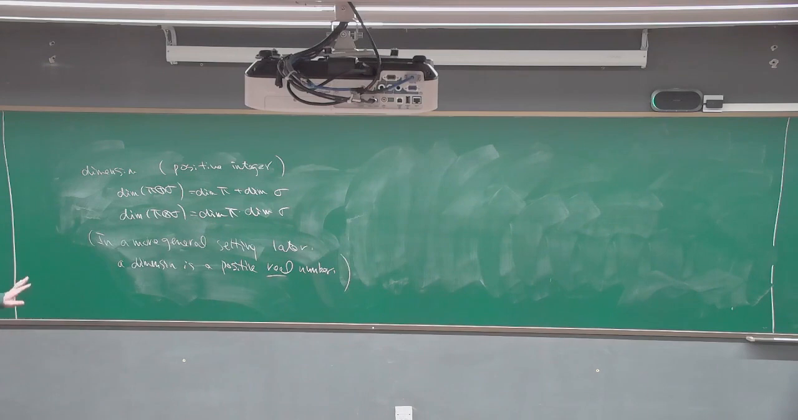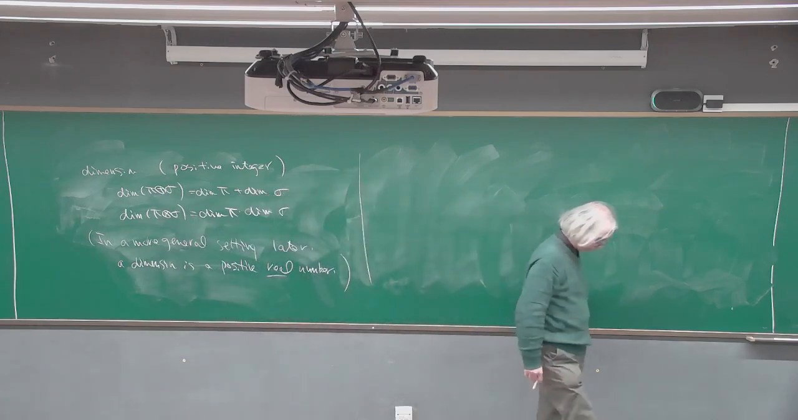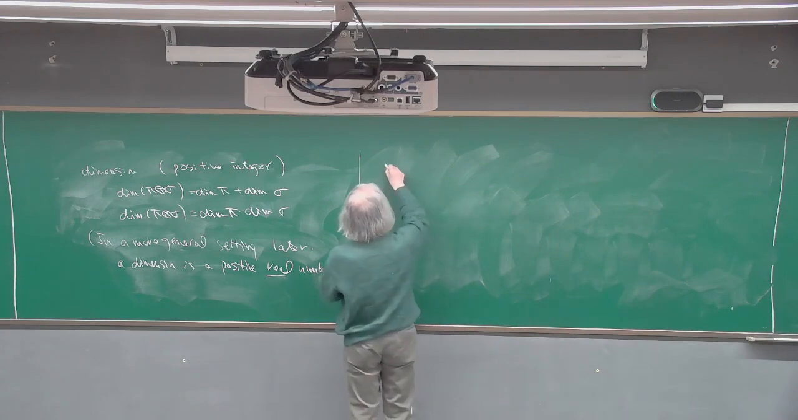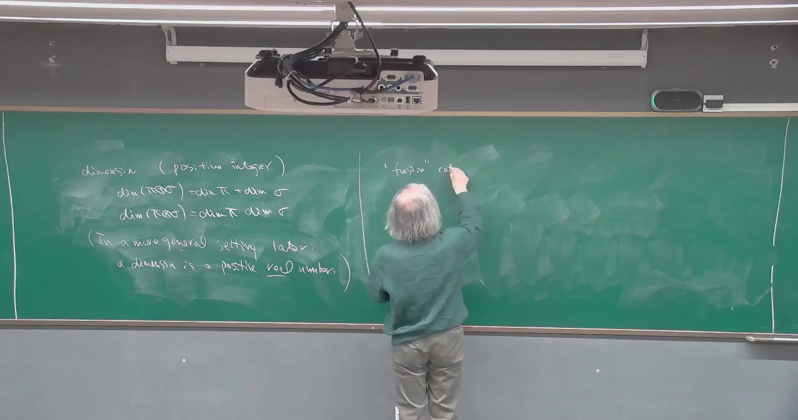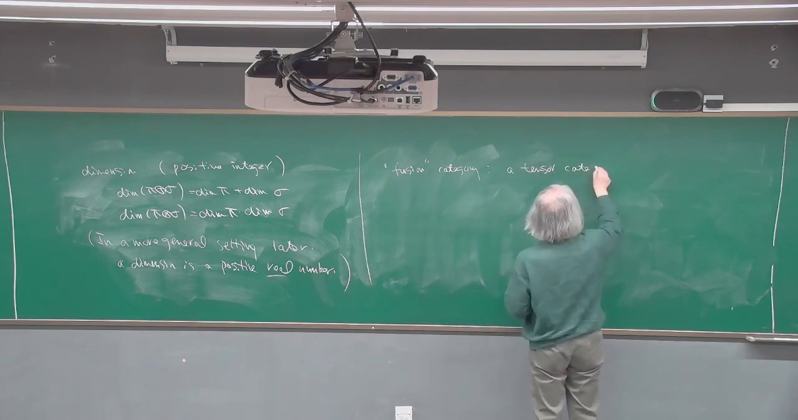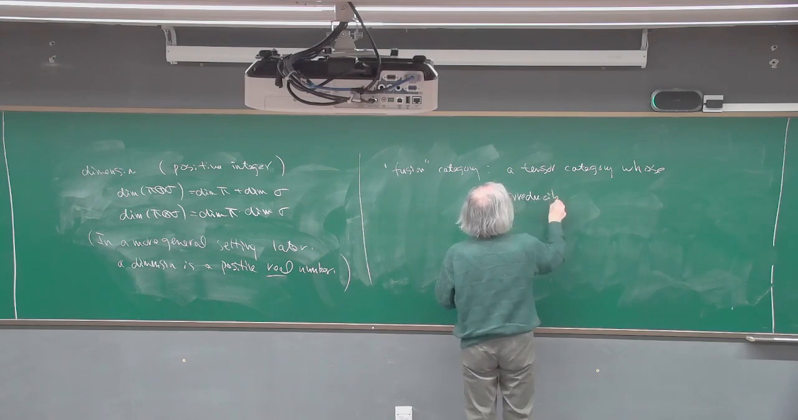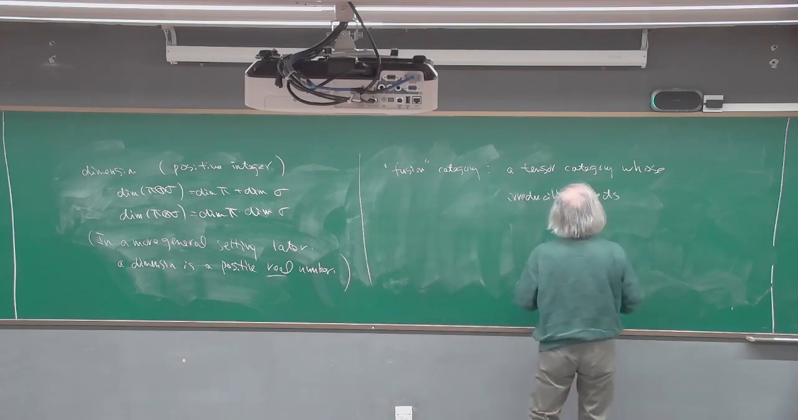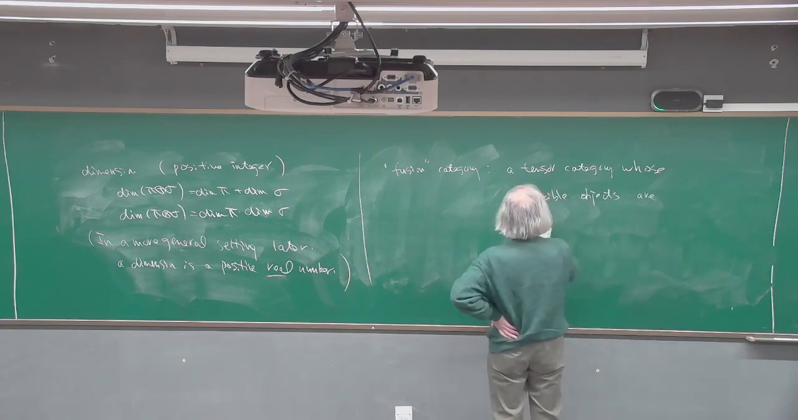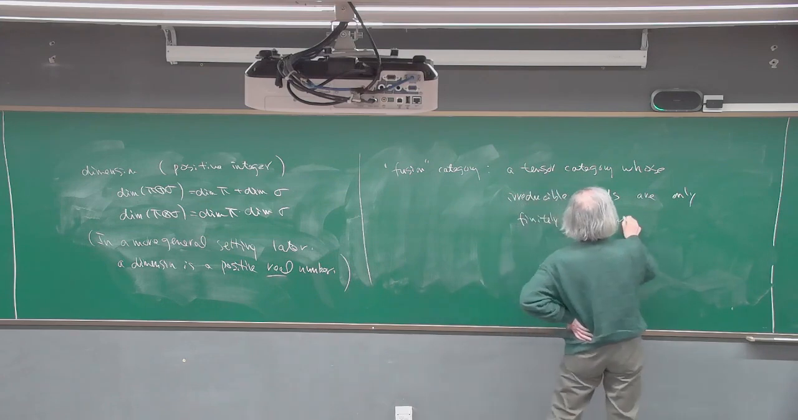Then, I still won't write a precise definition of a tensor category or fusion category, because abstract definitions are rather complicated and it's easier to understand the examples. So then a fusion category is basically a tensor category where irreducible objects are finitely many, only finitely many, up to equivalence.